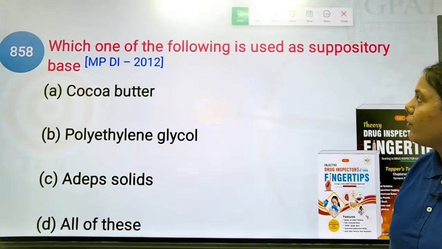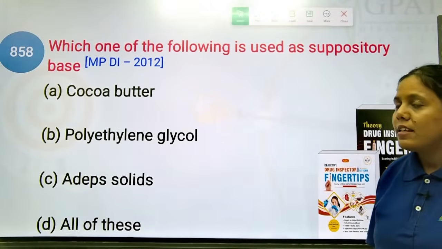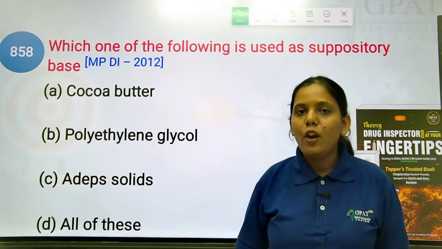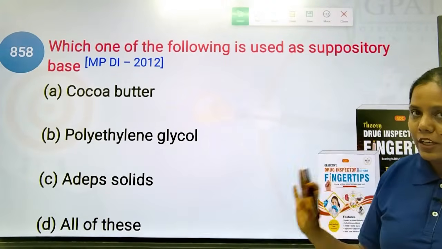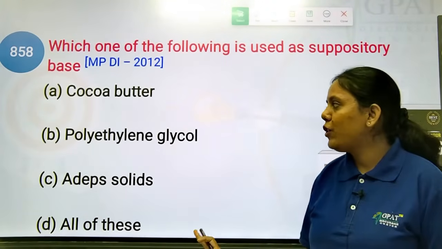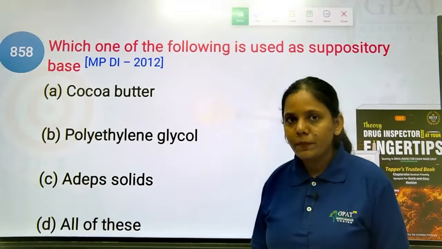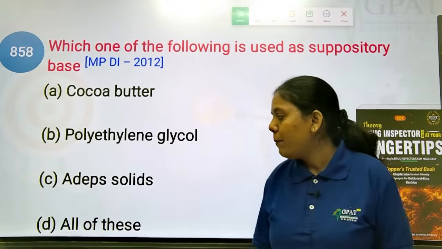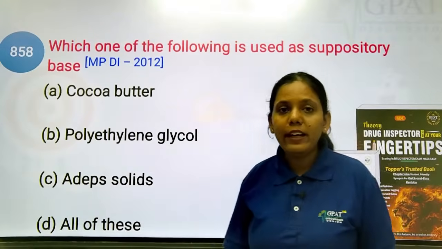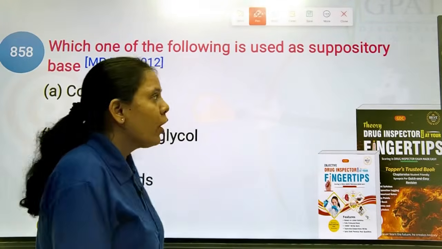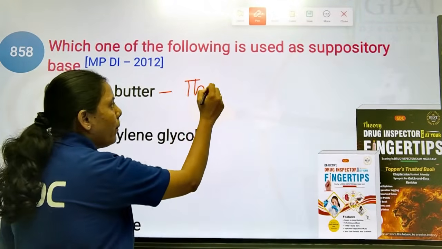Next: which one of the following is used as a suppository base? They are not asking which is very popularly used. In general, out of these, which can you use? Cocoa butter, polyethylene glycol, gelatin, or all of these. Remember the alternative names as well. Cocoa butter is nothing but theobroma oil.